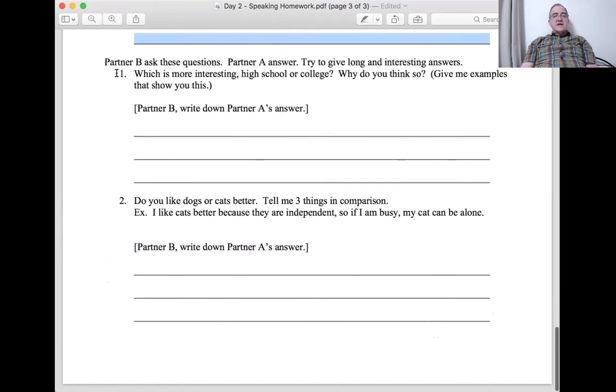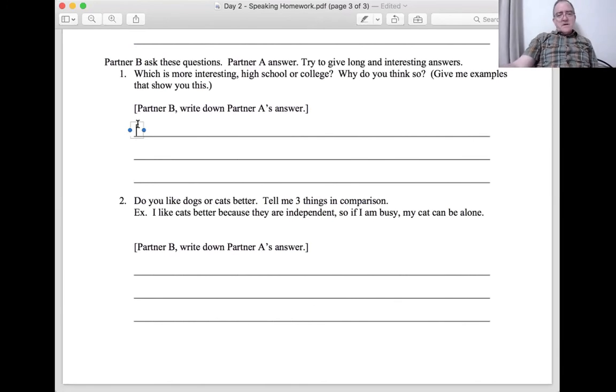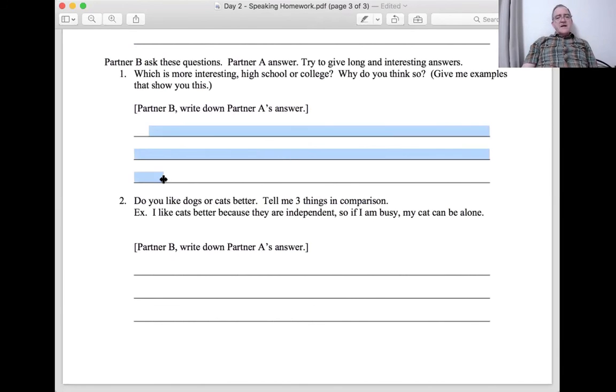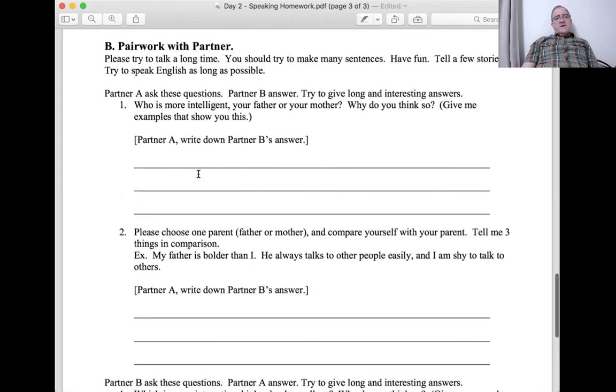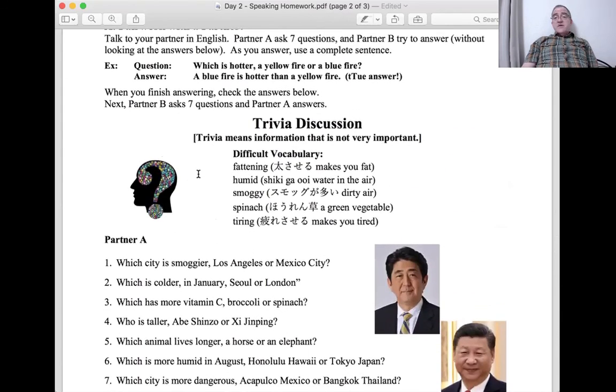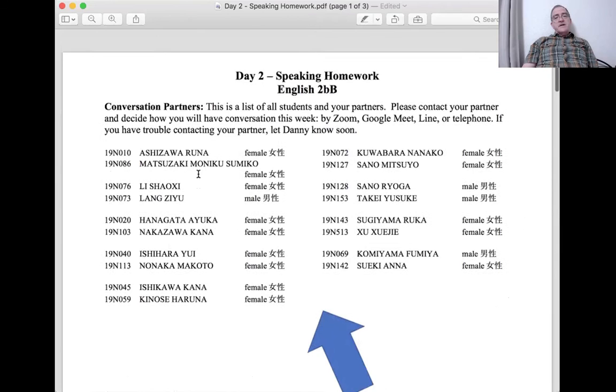Now partner B asks these questions, 1 and 2, and partner A tries to give a good answer. Use your imagination. Try to speak a long time. And partner B, you write down A's answers. Maybe you can't write every word. It's okay, but you should write enough to fill this blank, okay? And all of this conversation together should take a good amount of time, all right? I think you need to take more than 15 minutes to finish this, certainly.